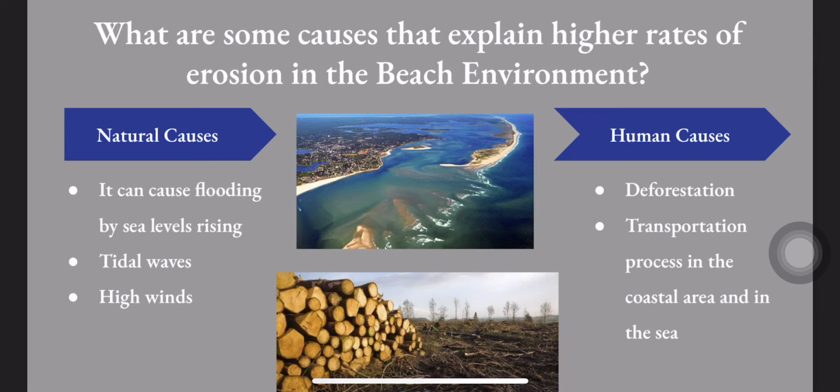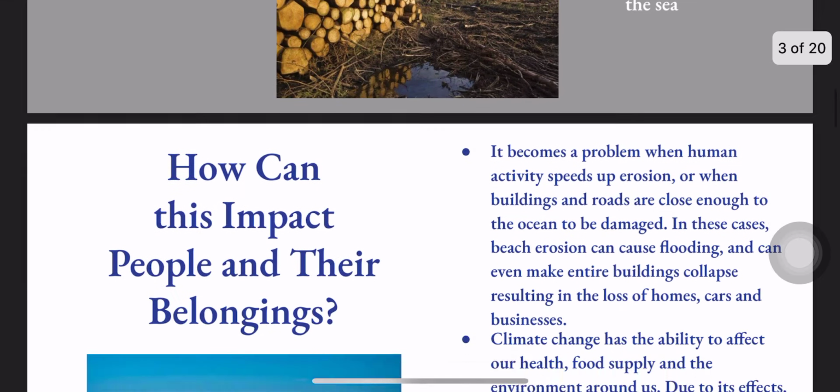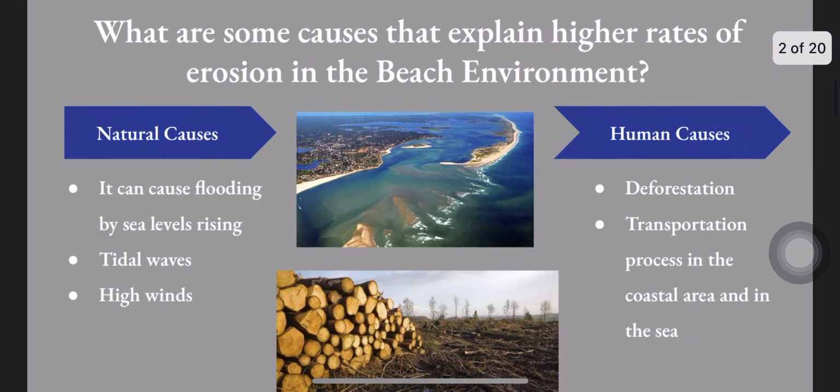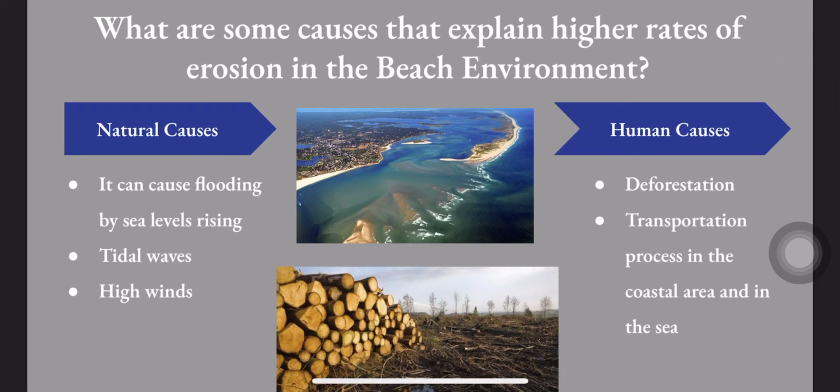Well, there are natural causes and human causes. The natural causes can cause flooding by sea levels rising, tidal waves, and high winds. Some human causes are deforestation, transportation, and processes in the coastal area and in the sea. Deforestation speeds up erosion at a high rate by removing plant life and established root systems that hold soil in place. Global warming takes a big role in the high rate of ocean levels rising from the polar ice caps slowly melting over the duration of time.